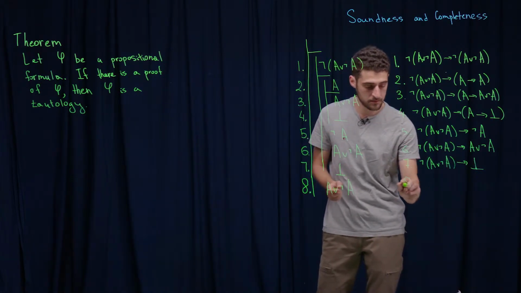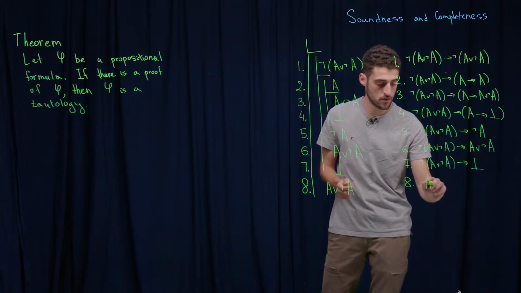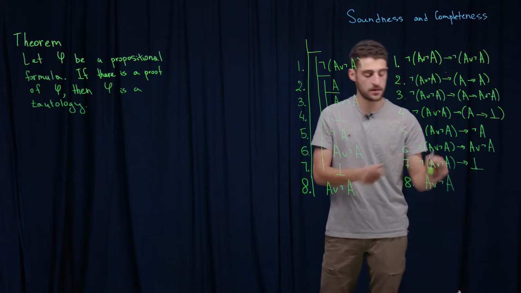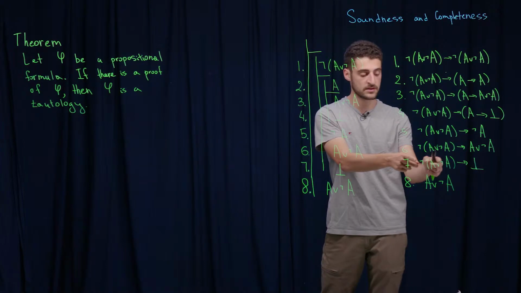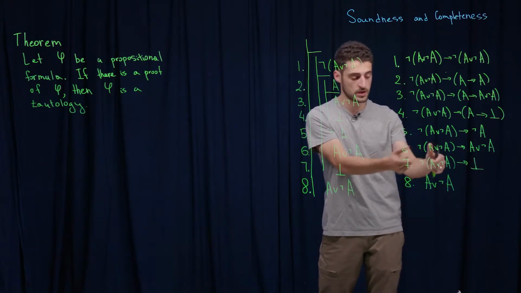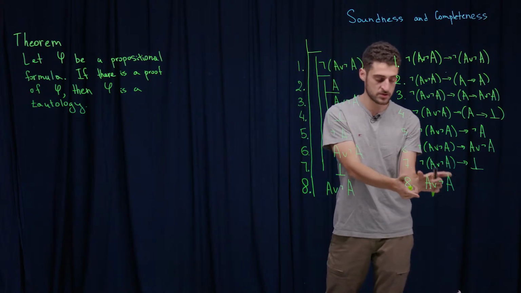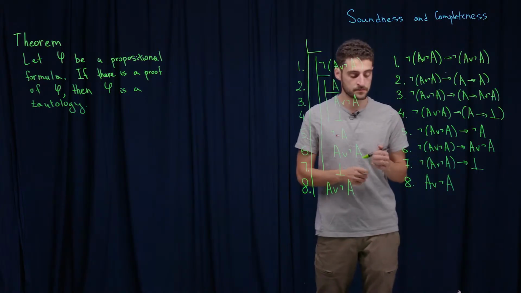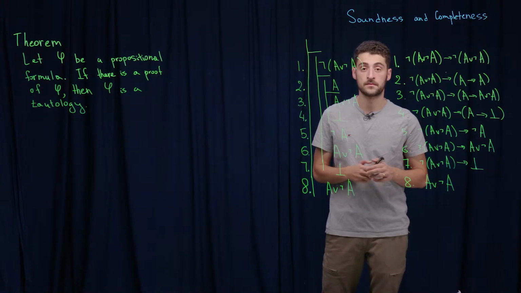Finally, the last step is A or not A, and this is a tautology just because the seventh step said that if you have an assumption, you get a contradiction. So the assumption was wrong. In other words, A or not A is a tautology. And it finishes the proof.